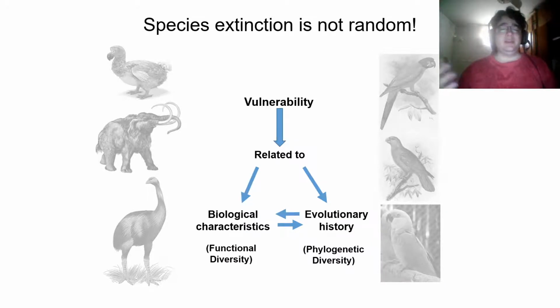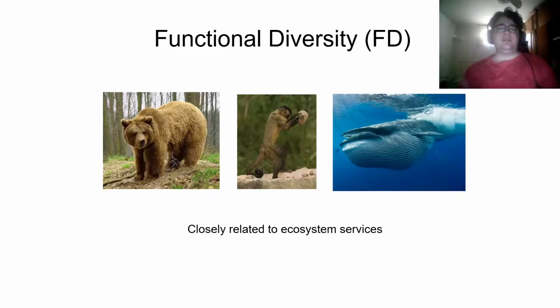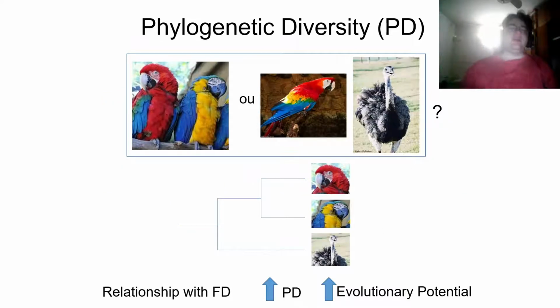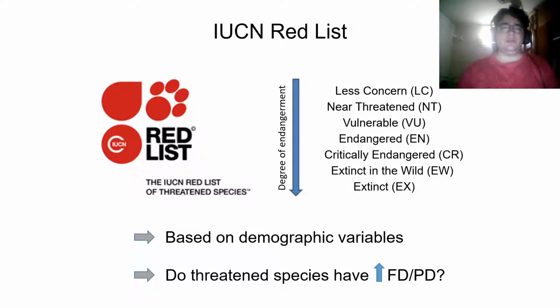So vulnerability can be related to biological characteristics or functional diversity, and can be related to evolutionary history or phylogenetic diversity. And why is functional diversity important? Because it's closely related to ecosystem services. And why is phylogenetic diversity important? Because it is closely related to functional diversity, and because it is related to evolutionary potential of communities to create new species and things like that.